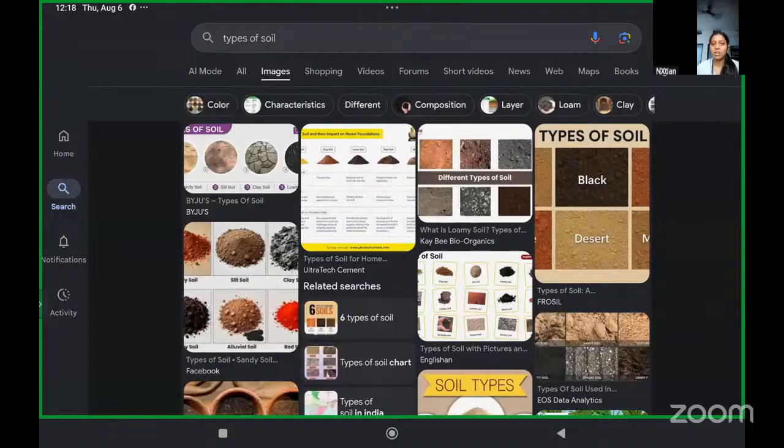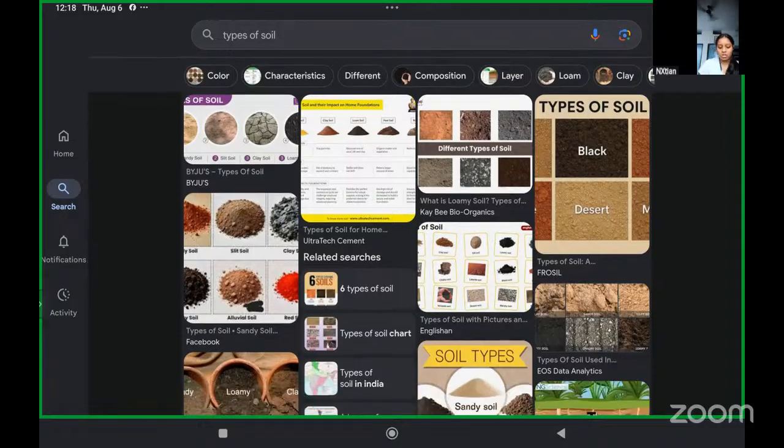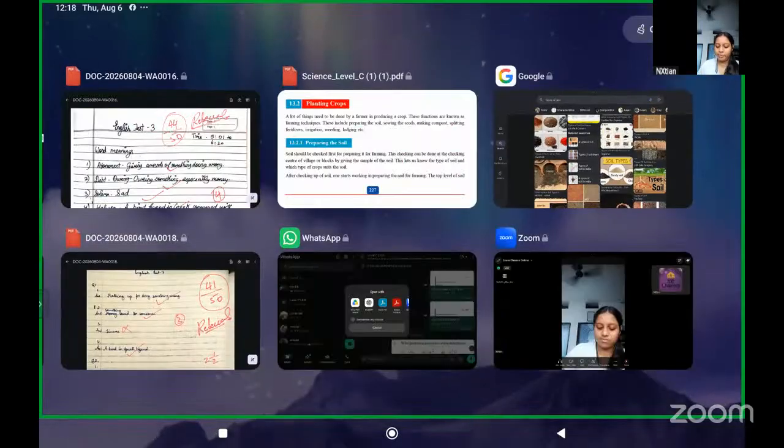It is also based on regions. For example, when you are in a mountain, the soil that will be there is different. When you go near a river, the soil near a river will be different. When you go to a desert, that soil will be different. Or when you go to your nearby garden, that soil will be different. So different places have different types of soil. Now, coming to our topic.